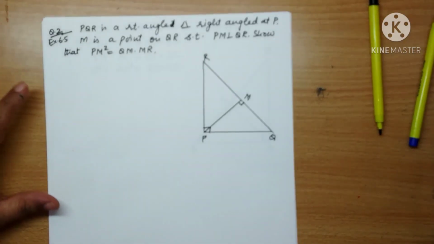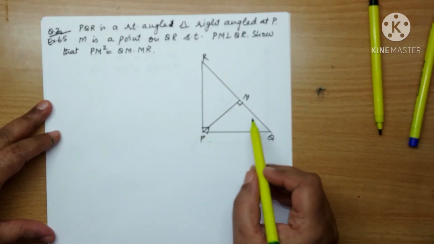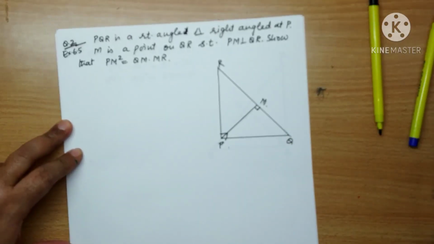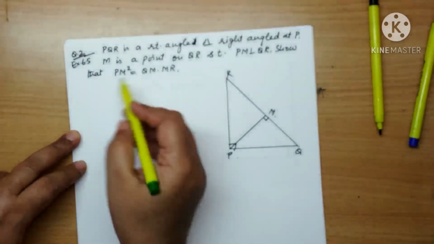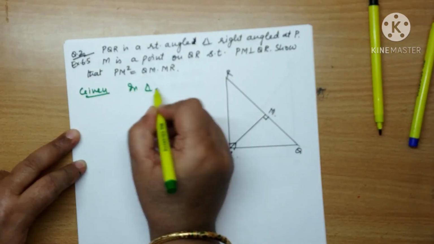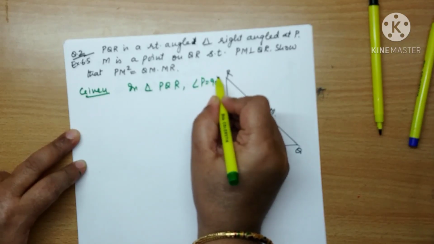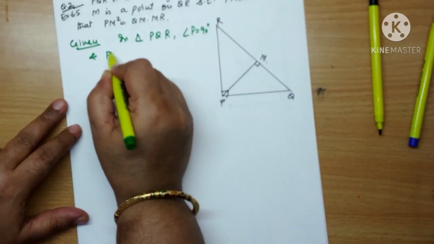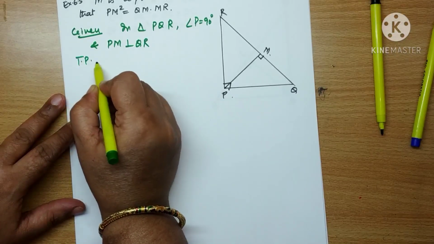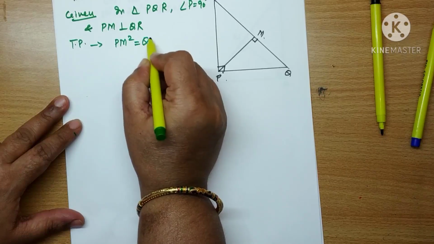Question 2 says PQR is a right angle triangle, right angled at P. M is a point on the side QR such that PM is perpendicular to QR. Show that this holds. So what is given? In triangle PQR, angle P is 90, and PM is perpendicular to QR. We are to prove PM square is equal to QM into MR.